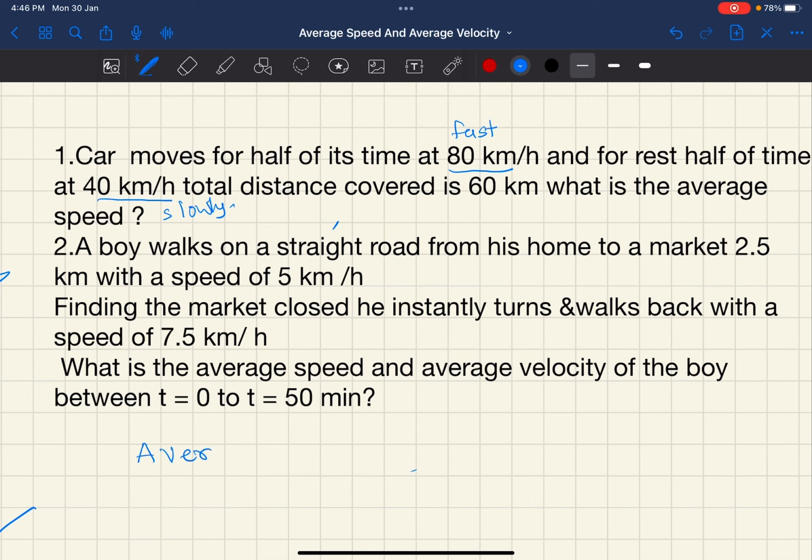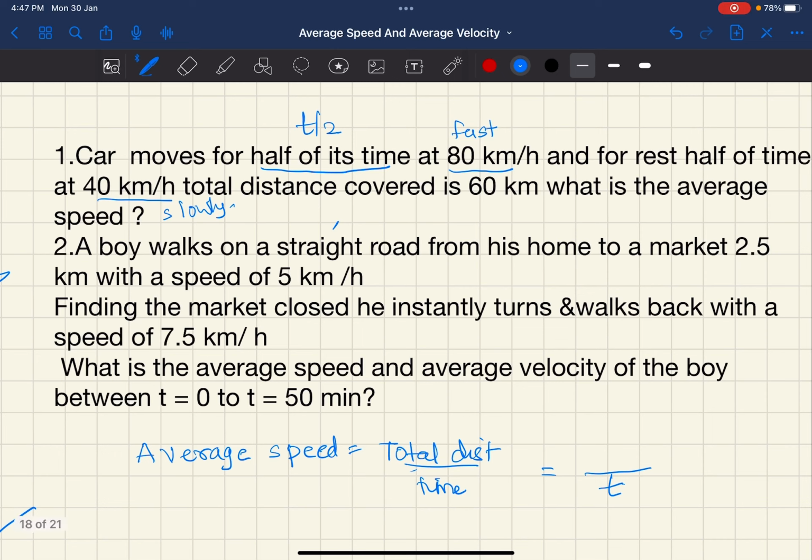So the average speed formula is the total distance upon total time. Okay, so what is the distance which is covered? Let us say that the total time is t. Now what is given is that for half of its time, which is t by 2, the car is moving at 80 kilometers per hour.